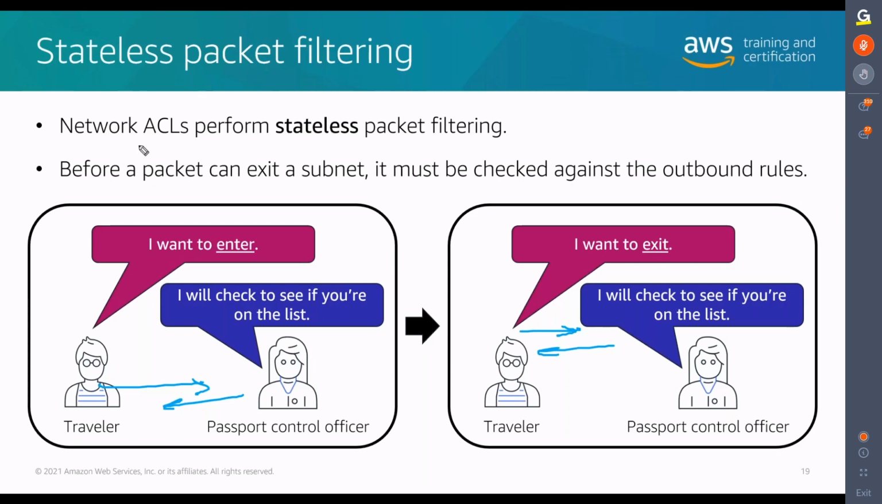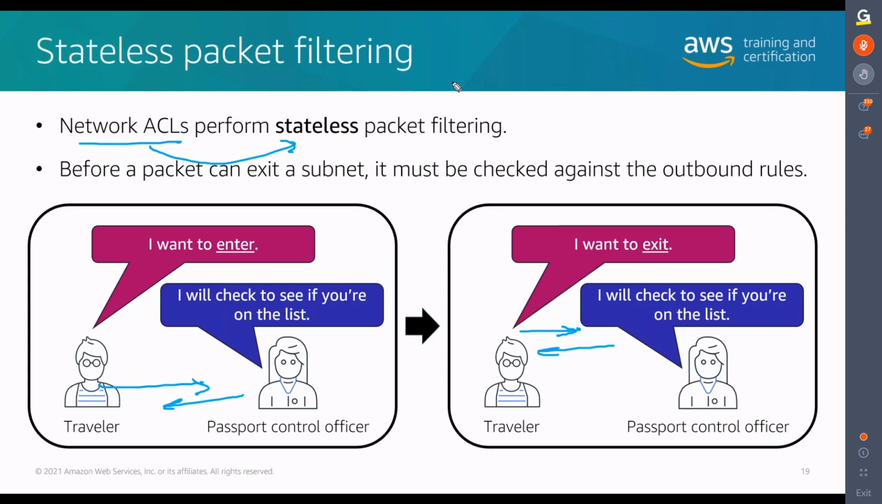And network access control lists work this way. They are stateless. So in other words, all traffic that you want to allow in and all traffic you want to allow out has to be explicitly allowed in your list. You have to make rules to allow that traffic in or out on both sides. So you make inbound rules and you make outbound rules. If you don't do any outbound rules, then your servers won't be able to reply.